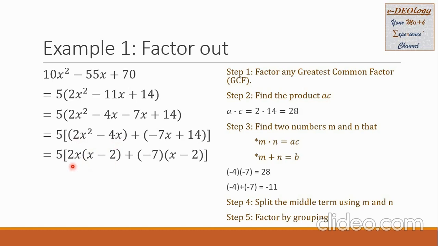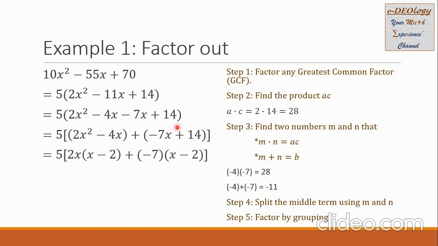If we want to check if our factoring is correct, we can multiply 2x times x. We will get back the 2x squared, and then 2x times negative 2, we will get the negative 4x back.